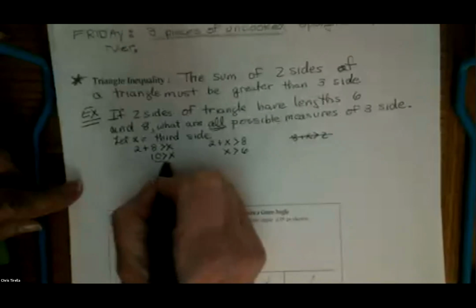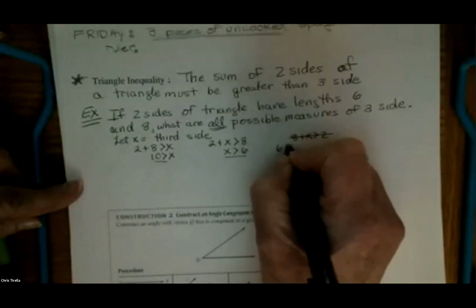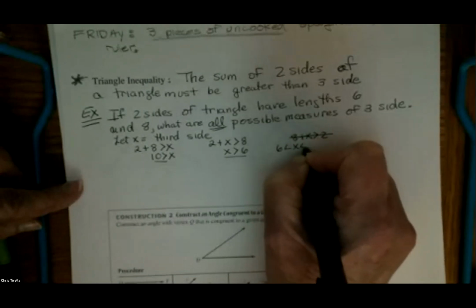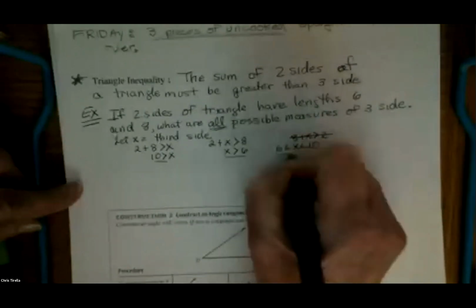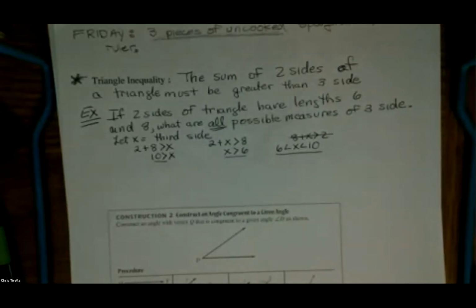So I'm going to combine these two, and we can say that x has to be a value between 6 and 10. And I'm not just going to say 7, 8, and 9, because it could be 6.5 or 6 1/4 or 9.9. It just has to be any number in between those. Does that make sense to everybody?